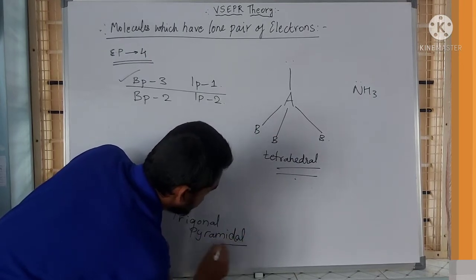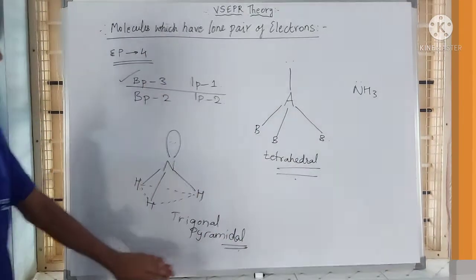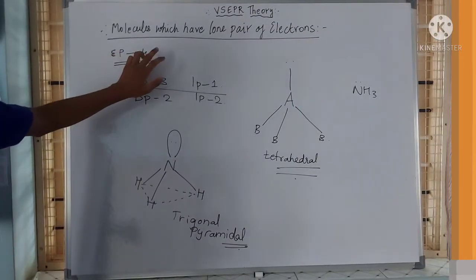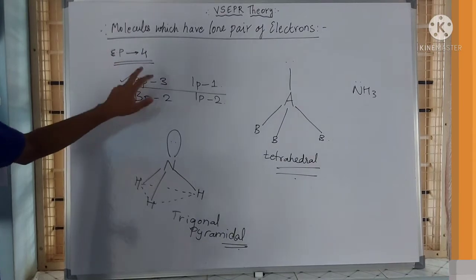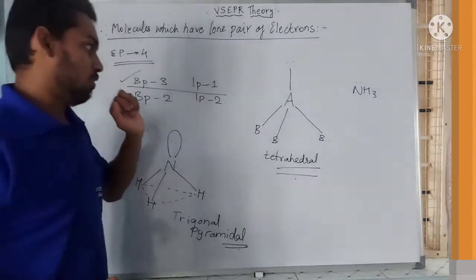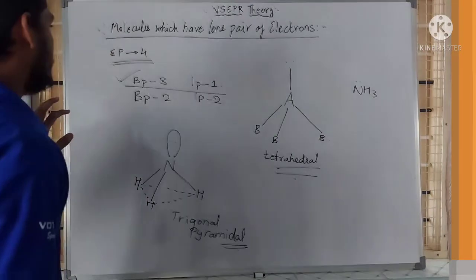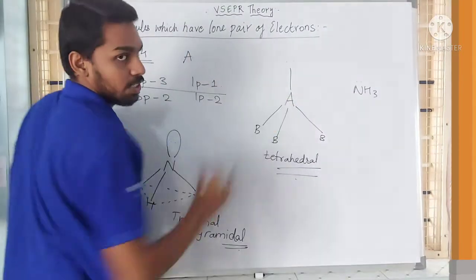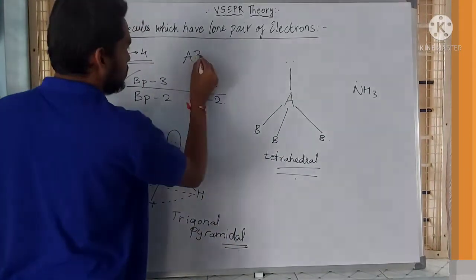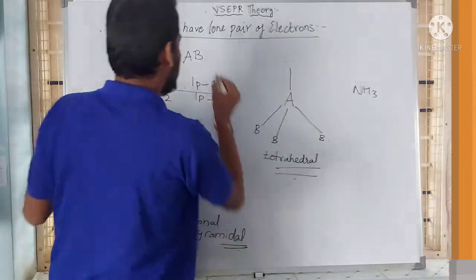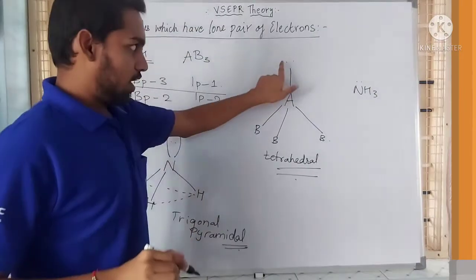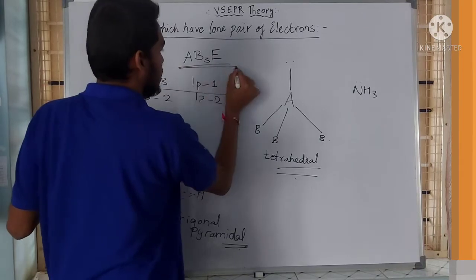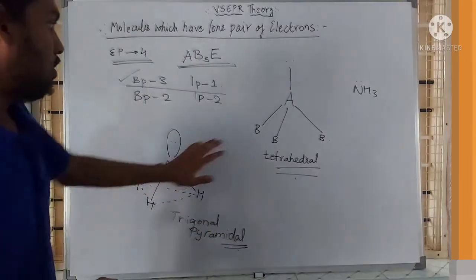Trigonal pyramidal. So this will be the molecular structure or geometry of this type of electronic pairs, which are four in number, with 3 bonded pairs and 1 lone pair. So this is the structure. The general formula is A, the central atom, B is the number of atoms bonded, so there are 3, and the number of electron lone pairs is denoted as E. So this is the general form of this kind of structure.